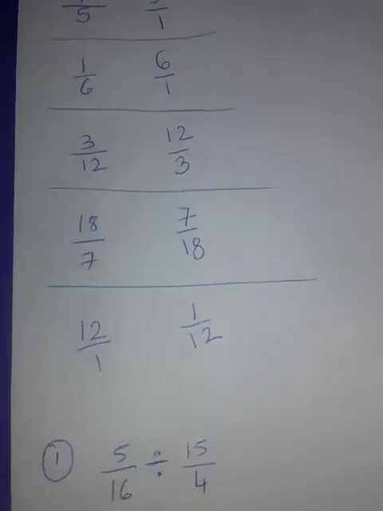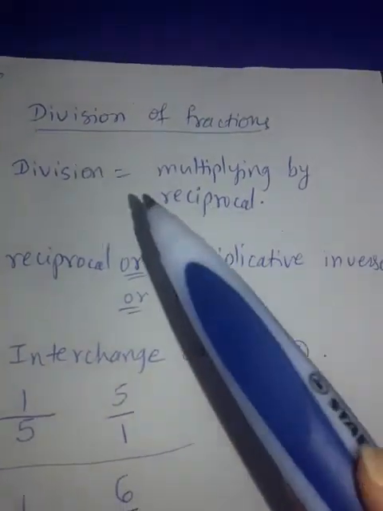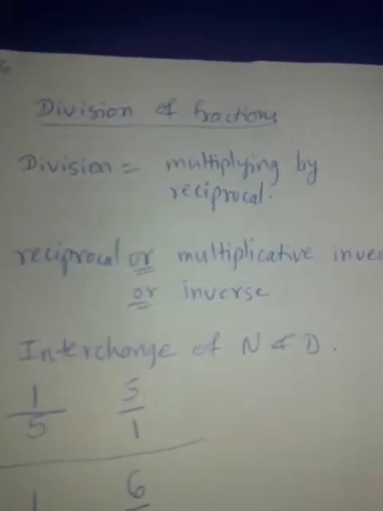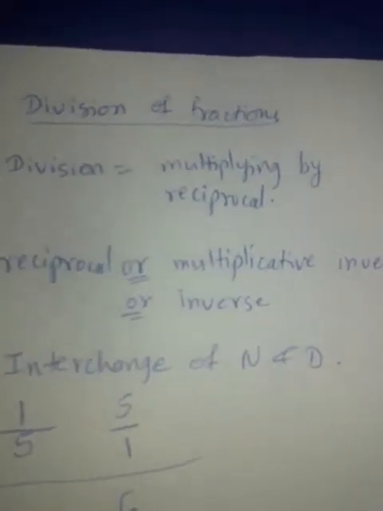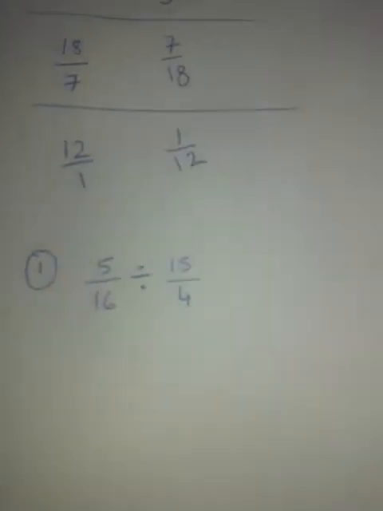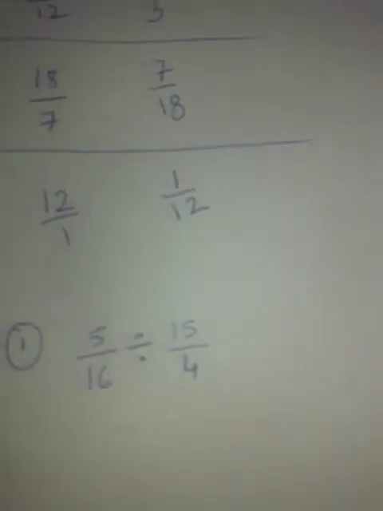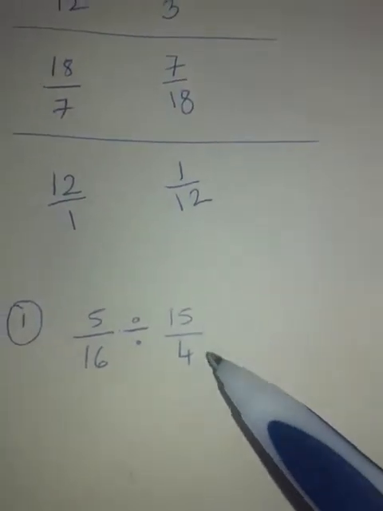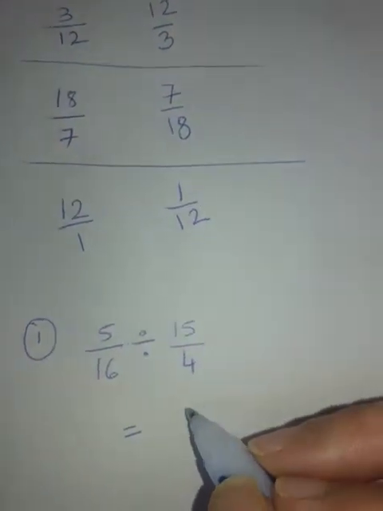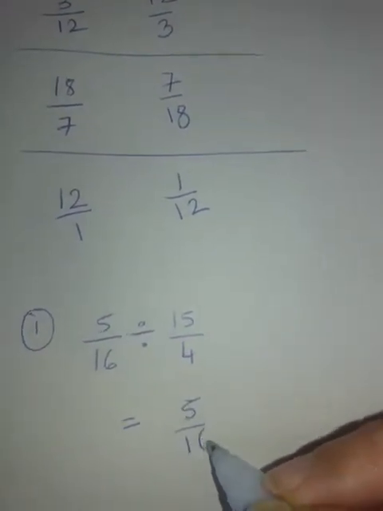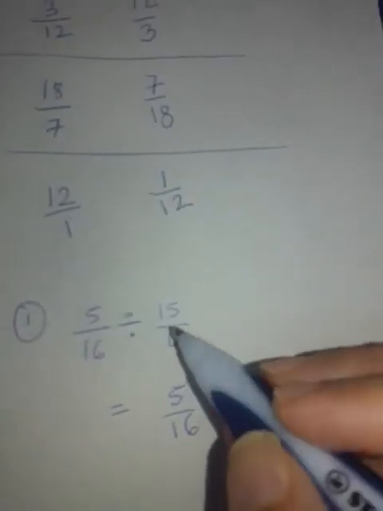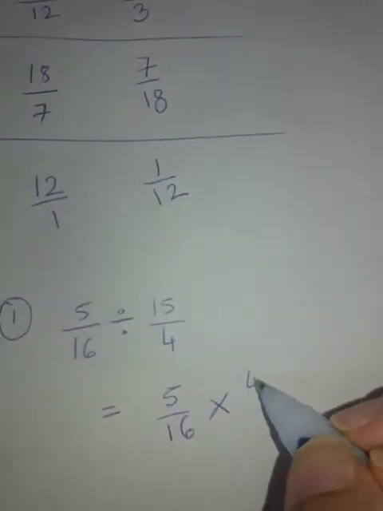Now let's move to division. What I said? Division is multiplying by the reciprocal. Division means multiplying by the reciprocal. So let's do some divisions here. 5 upon 16 divided by 15 upon 4. Straight away convert it into multiplication. 5 upon 16 as it is, division converted to multiplication, and make a reciprocal of this.